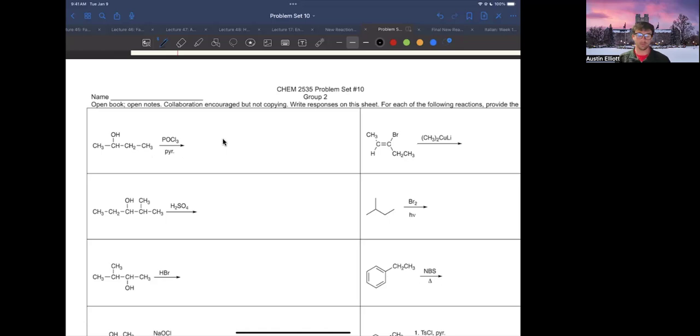But starting off, we have POCl3 and pyridine. We have one of our elimination reactions. So like I said earlier, this is that E2 Zaitsev-like reaction. In this case, there is only one way, that's E2 Zaitsev. So we do have that selectivity.